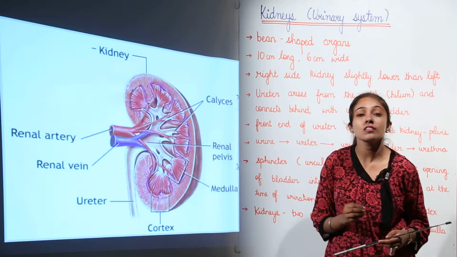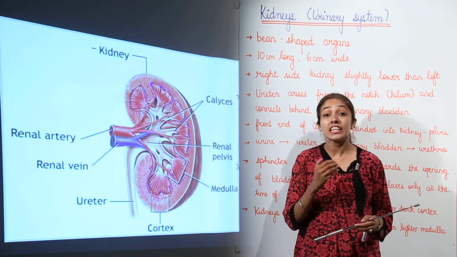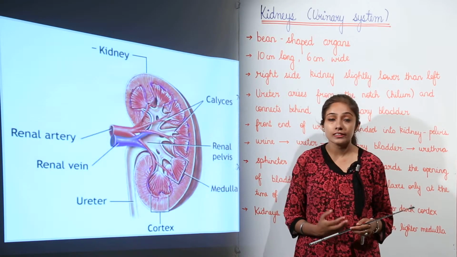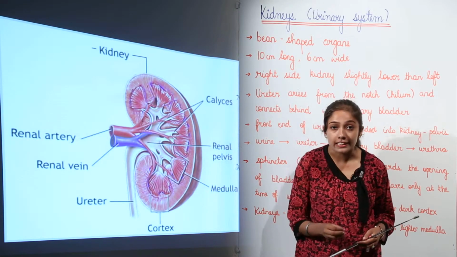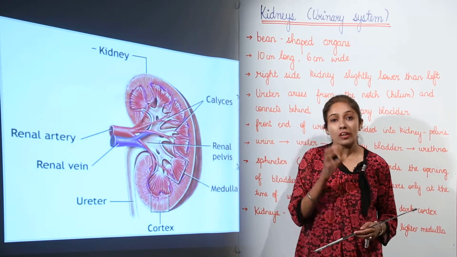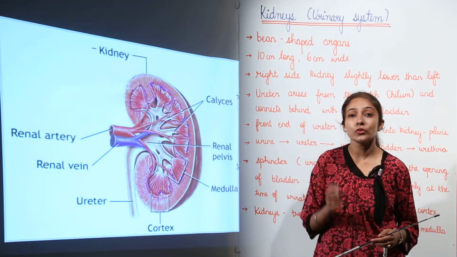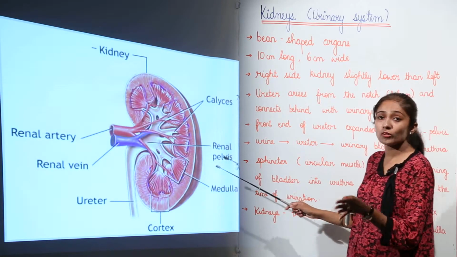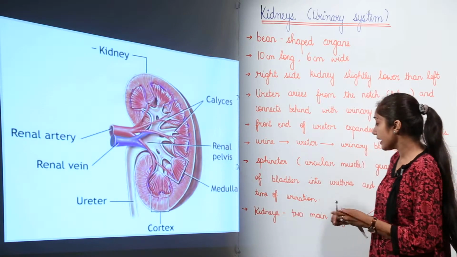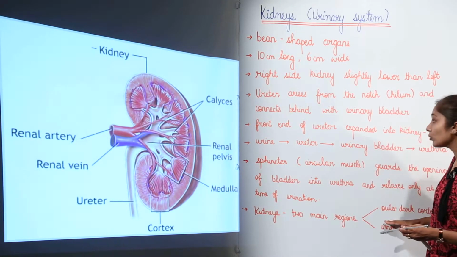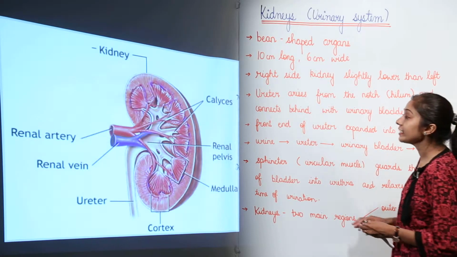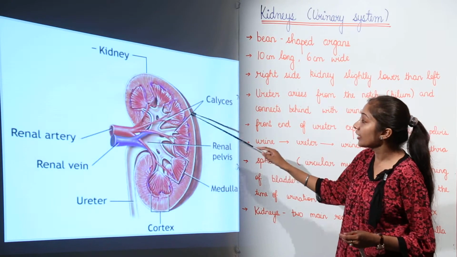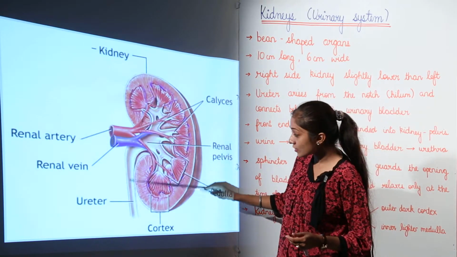What are the nephrons? Nephrons, you can call them renal tubules, and these renal tubules or nephrons are the functional unit of the kidneys. So just remember that when you talk about the internal structure of a kidney, we have two main regions, the outer dark cortex and the inner lighter medulla.